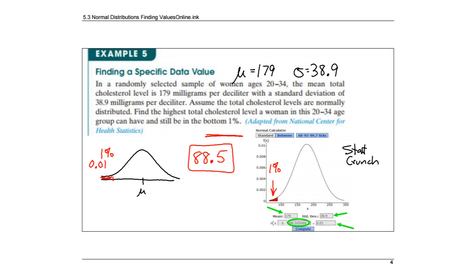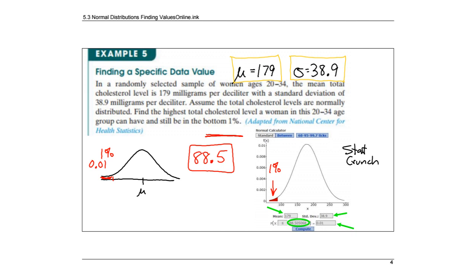That's just informational. So then it says the mean total cholesterol level is 179 milligrams per deciliter. So we're going to grab that the mean is 179 with a standard deviation of 38.9 milligrams per deciliter. So that means that our standard deviation is 38.9. It says assume the total cholesterol levels are normally distributed. We're glad to see that because that means we can use the normal calculator. It also means we can draw our bell-shaped curve.